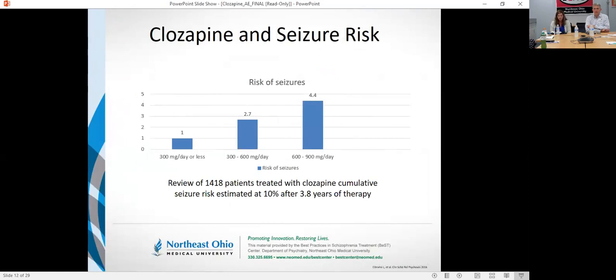Seizure risk with clozapine has been reported. It is noted to be dose responsive, so at a significantly higher risk of seizures at doses over 600 milligrams a day. In a review of over 1,400 patients, the cumulative seizure risk was estimated to be about 10% at just under 4 years of therapy. So there are some reports in patients that have concomitant disease states or are using other substances that may lower seizure threshold that increases that risk of seizures to over 10% within the first couple years.